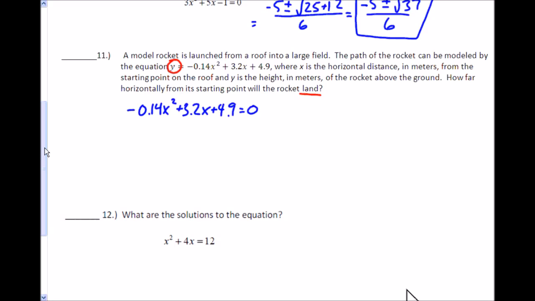There's a couple ways I can solve this. I can try factoring, but as soon as I see the decimals, that's probably not the best option. I could do completing the square, or I can use my quadratic formula. That's the route I'm going to go. I'm going to do the quadratic formula.